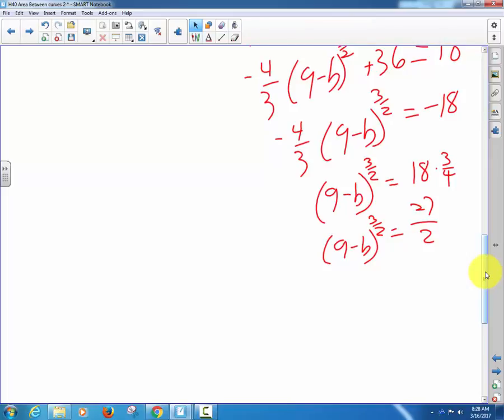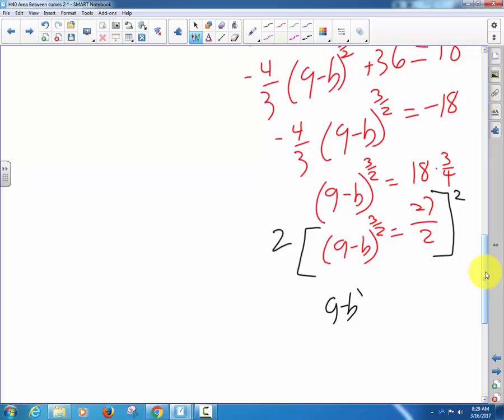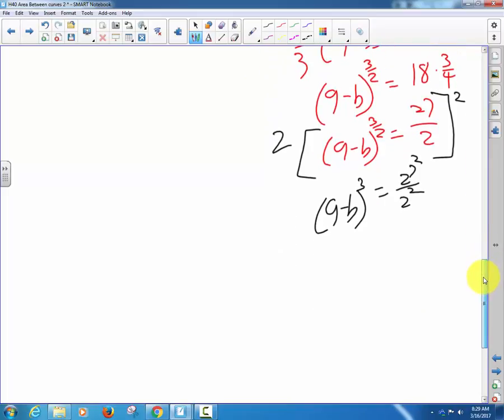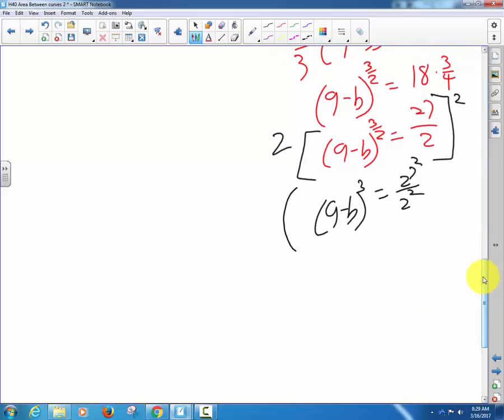So let's do that in 2 steps. We're going to square everything, square both sides. So that'll become 9 minus b cubed equals 27 squared over 2 squared. I'm not going to do that yet because I don't want to pick up my calculator. Now we're going to raise everything to the 1/3 power. So we'll get 9 minus b equals 27 to the 2/3 over 2 to the 2/3. That's going to be a very ugly number.